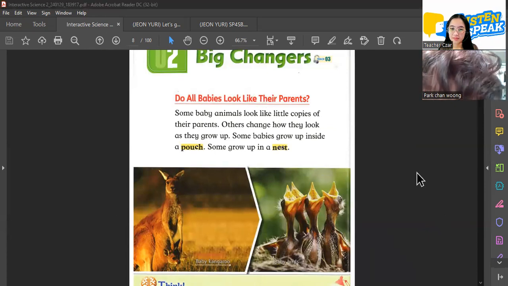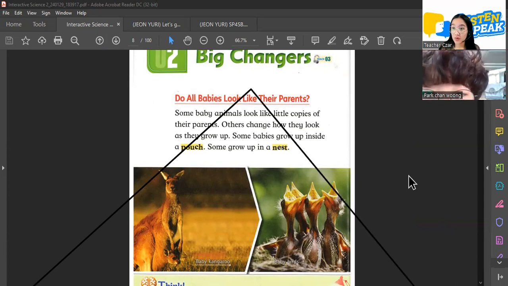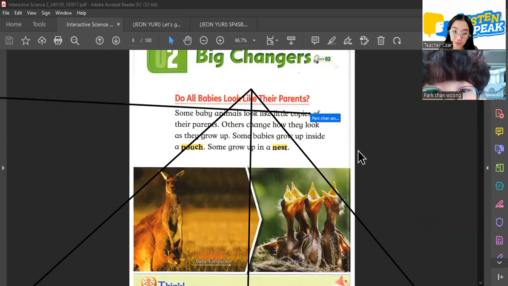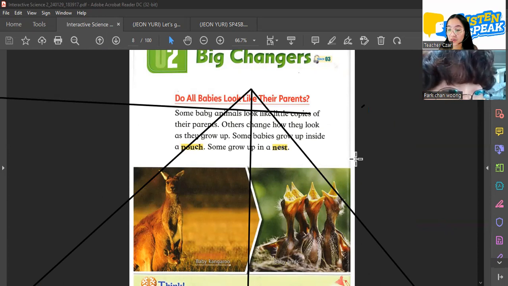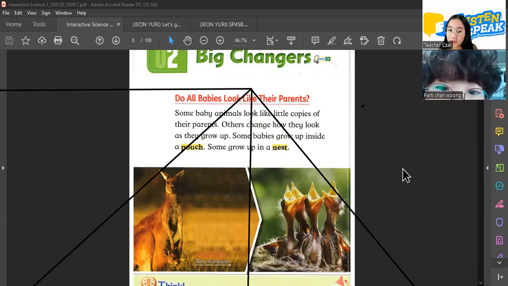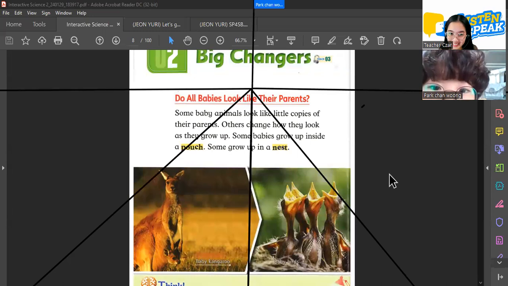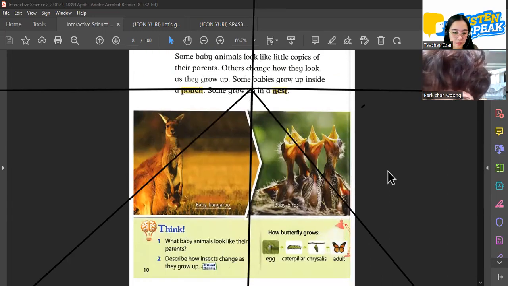Some animals change their face. Okay, so some animals change their appearance as they grow up. Some babies look like little copies of their parents. Others change how they look as they grow up, and some babies grow up inside a pouch, and some grow up inside a nest. So, what is an animal that grows up inside a pouch? Kangaroo. A kangaroo, very good. And on the other hand, those animals that grow up in a nest are, to be specific, the birds.